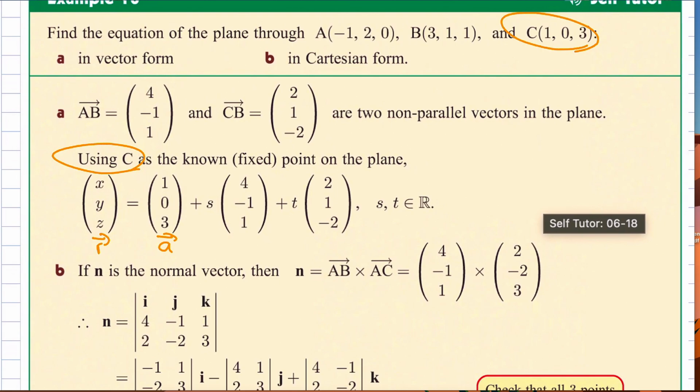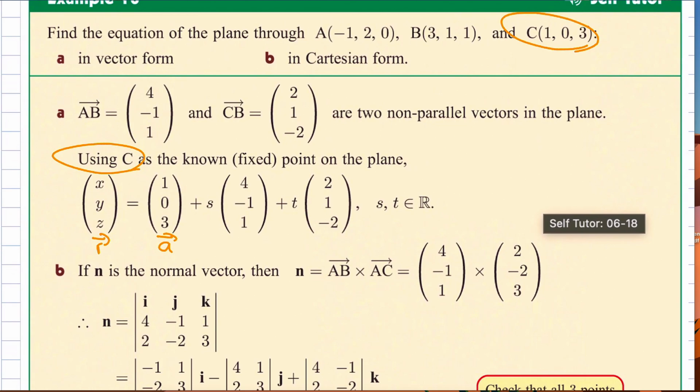And then the two vectors, they've already worked that out. They've done A to B and C to B. So they've got those two vectors. S and T are just values that multiply the two vectors so that we can move from one point to another. We don't know what they are. They are two parameters, and they need to be different letters. They could, by chance, end up being the same value, but they certainly don't have to, and most times they wouldn't.